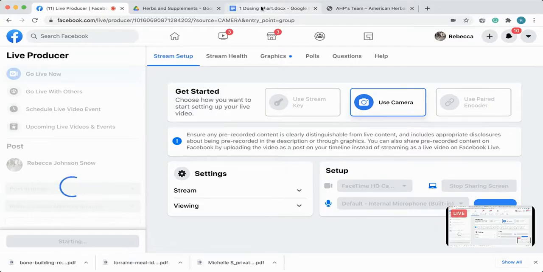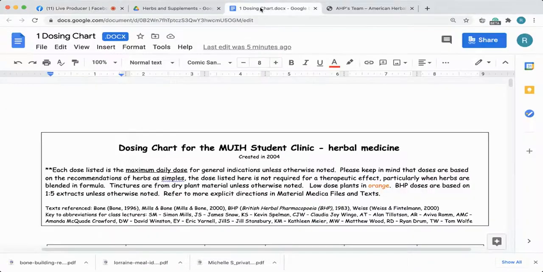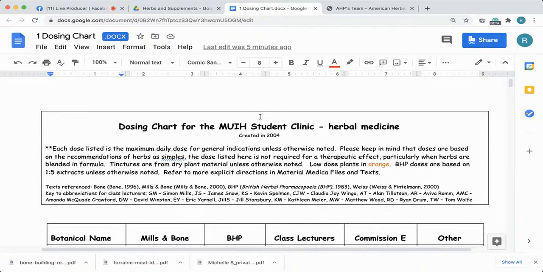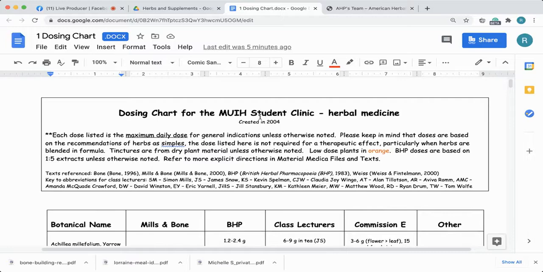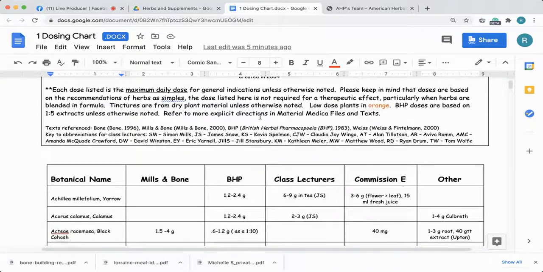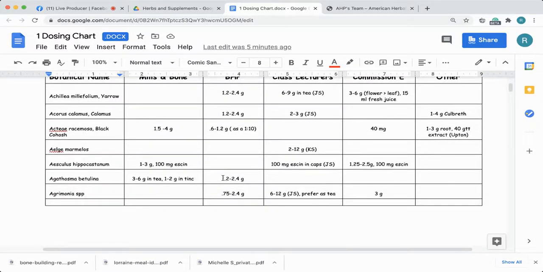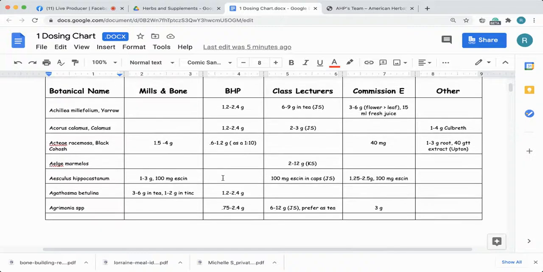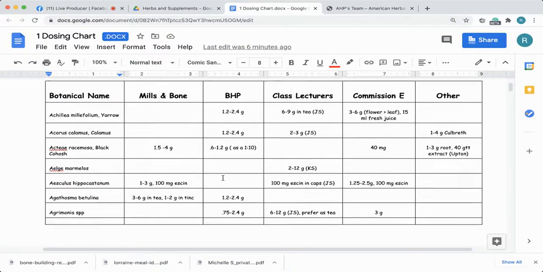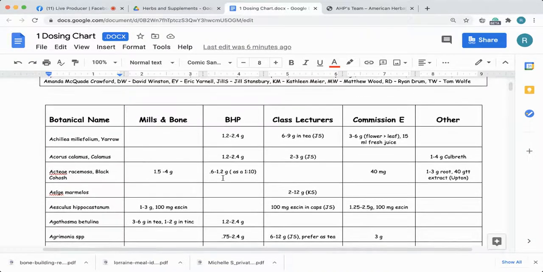I wanted to share with you one of my favorite resources that is in the shared Google Drive. It's the dosing chart that I made back in 2004. And what we have here is a list of pretty much any herb you probably could think of using for your clients. And we have several reference books and their recommended dose for those herbs.